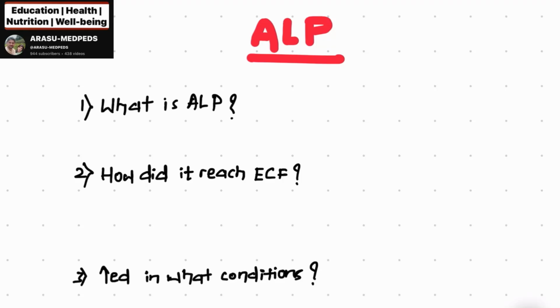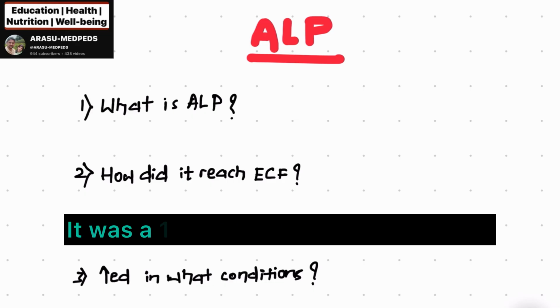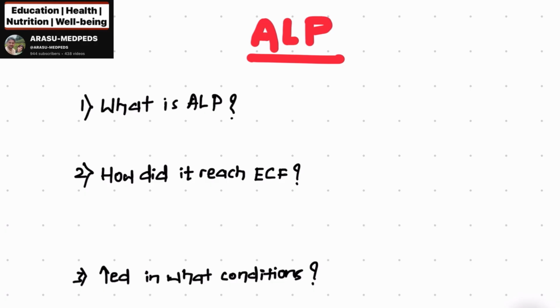Hello everyone. Today we are going to discuss a lab parameter, ALP, that is alkaline phosphatase, which is very often utilized in clinical practice. So we will discuss that in detail. First of all, what is ALP? As the name indicates, alkaline phosphatase. It is an enzyme molecule.